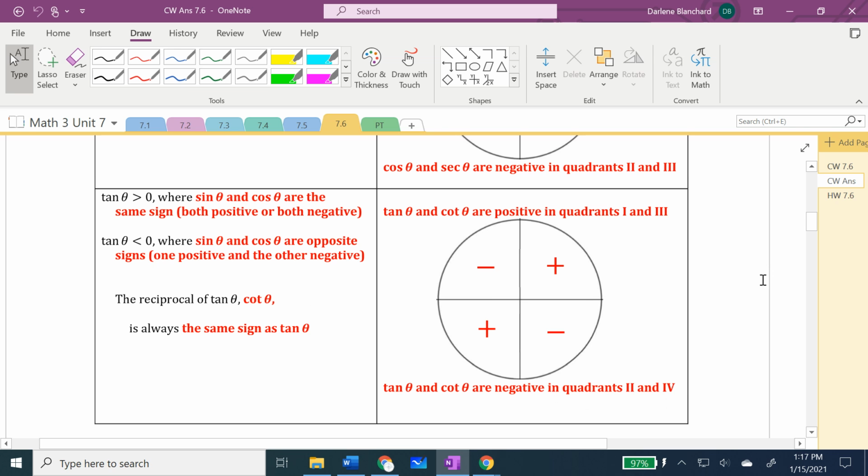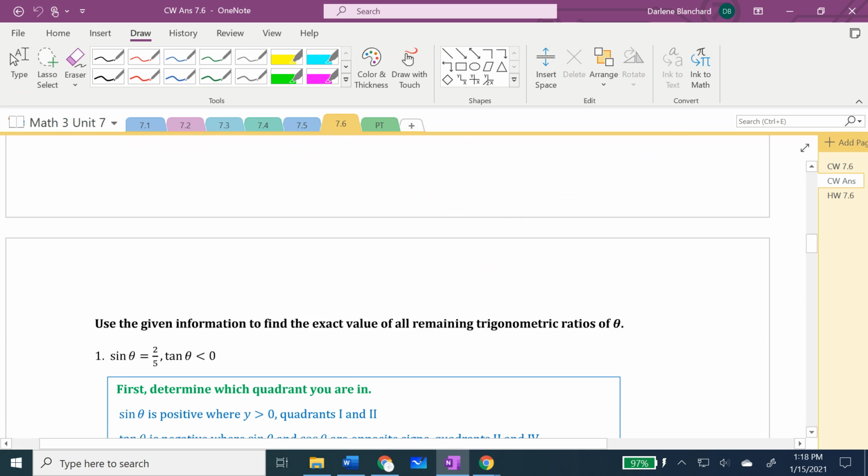And that is all that I needed to say about the positive and negative values of the 6 trig functions. Now, we're going to start bringing everything together.